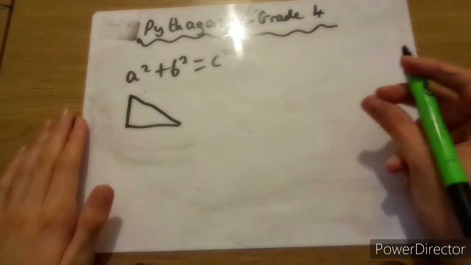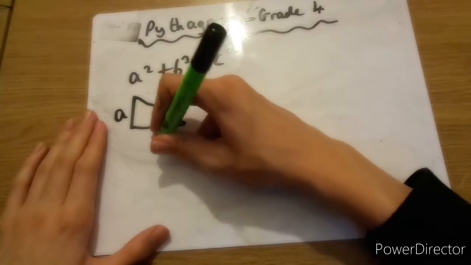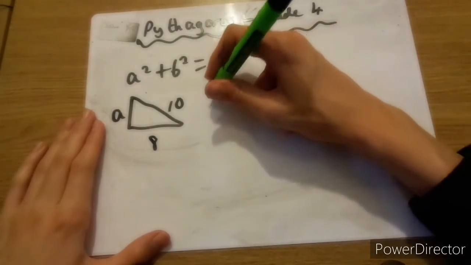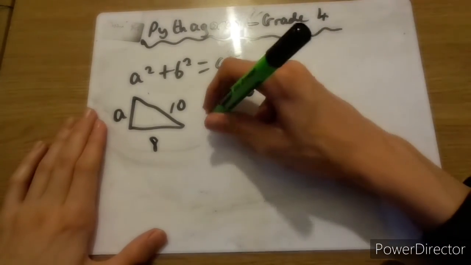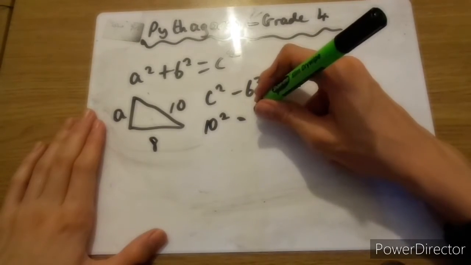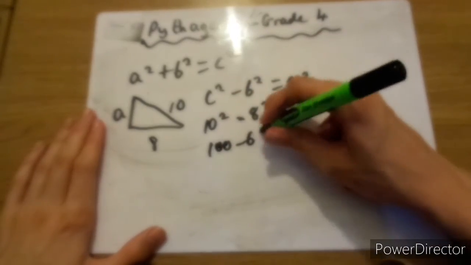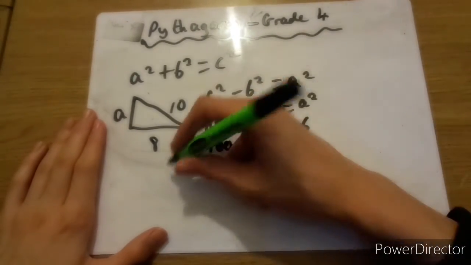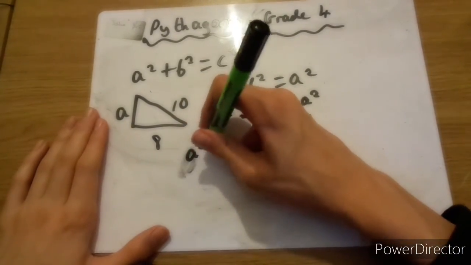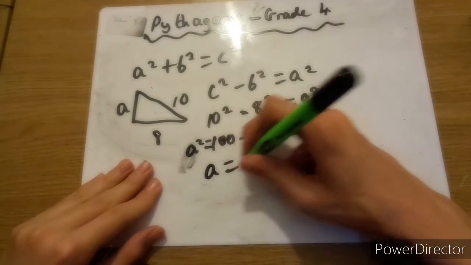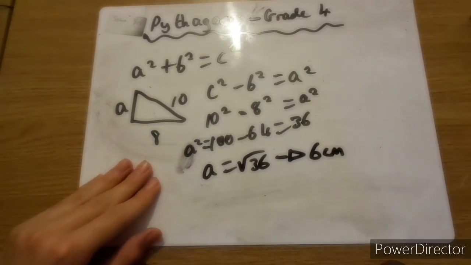So the last example is pretty much the exact same, but instead this A is missing a value and B actually has a value. So it's C squared minus B squared is equal to A squared. So it's 10 squared minus 8 squared, which gives you A squared. That's 100 minus 64 is equal to 36, which is A squared. So A is equal to the square root of 36, which is 6 centimeters.